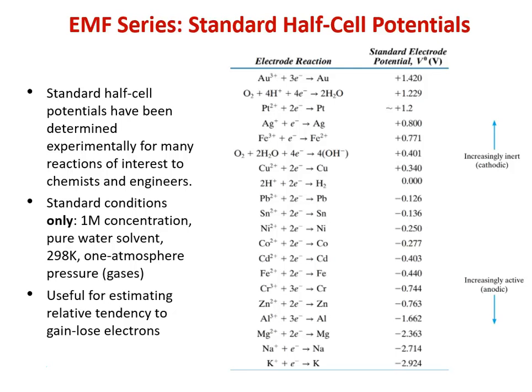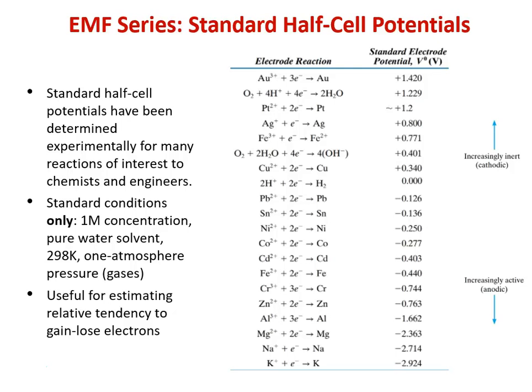Just gives you a general ranking of what is more noble, things that like to gain electrons, like gold up at the top, versus things that like to lose electrons, like sodium down at the bottom. And it is not surprising that this should follow your electronegativity trends that you saw in the periodic table at the very beginning of the course. Unfortunately, for practical applications, it's not so interesting because very, very rarely do we work out in the field in real conditions at standard conditions.